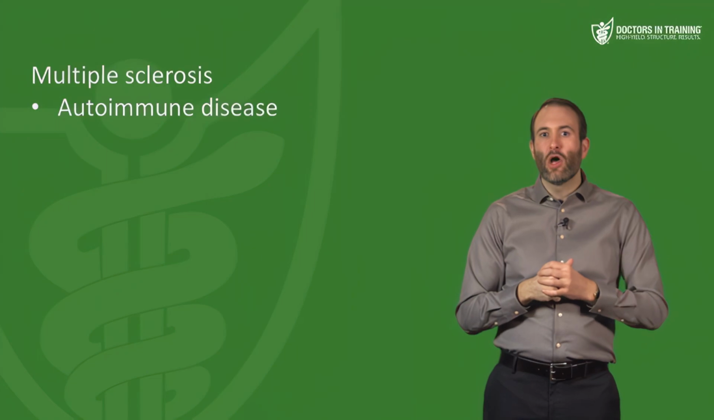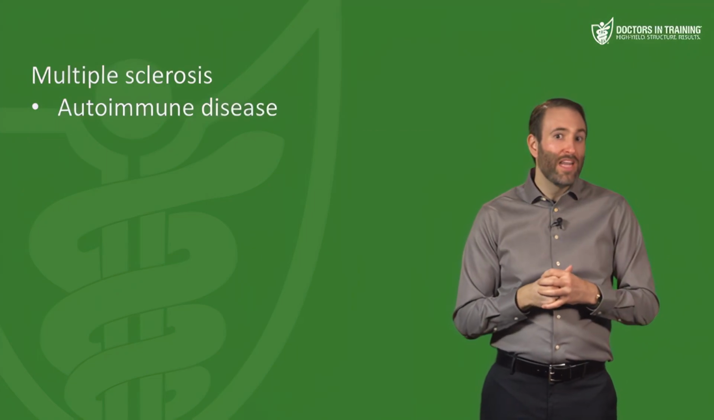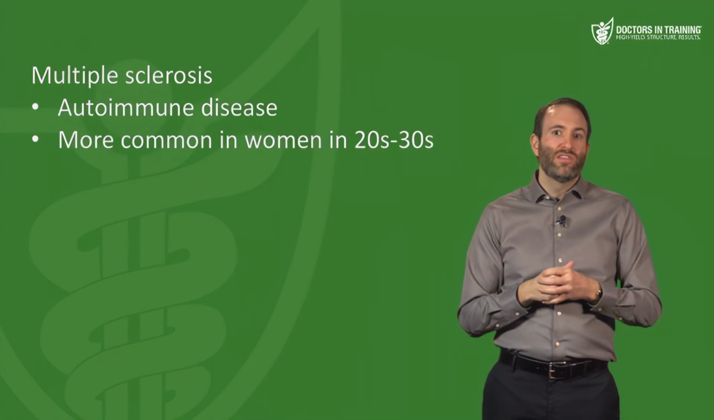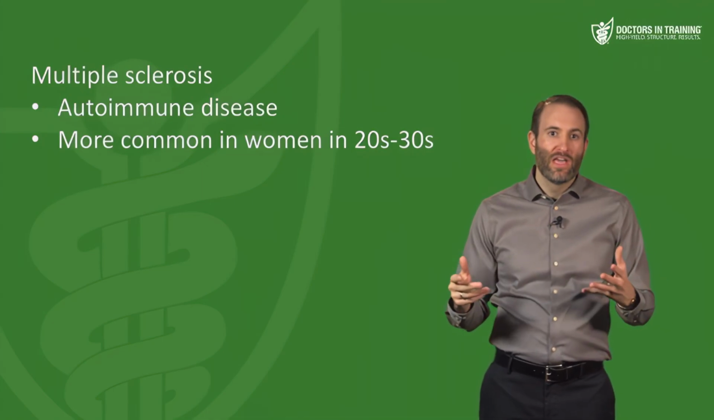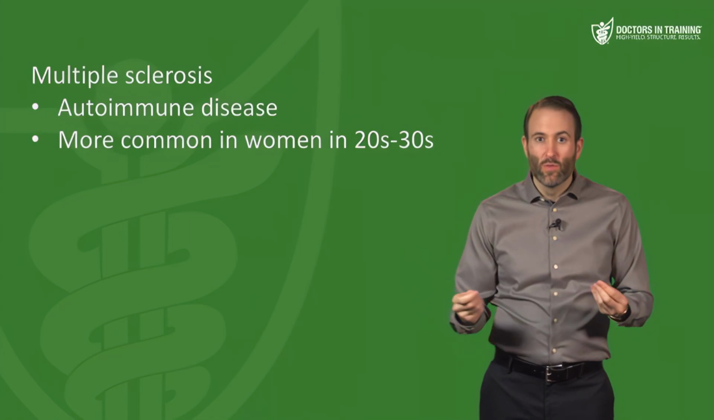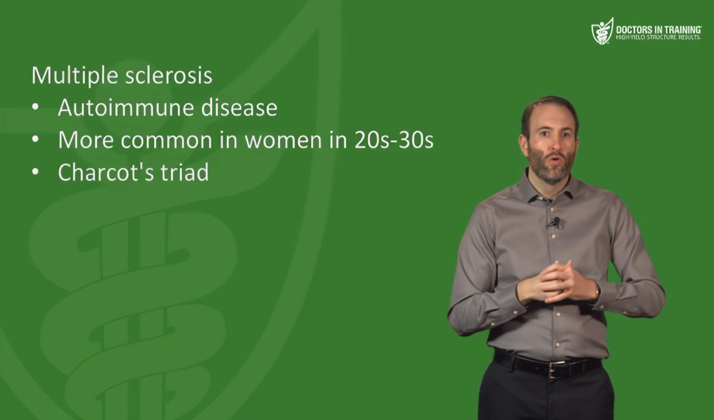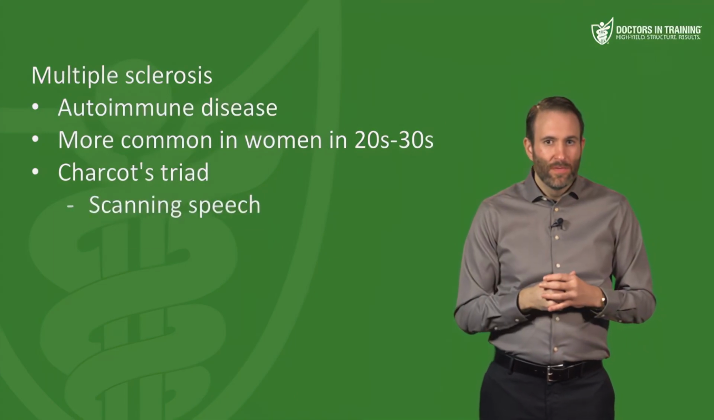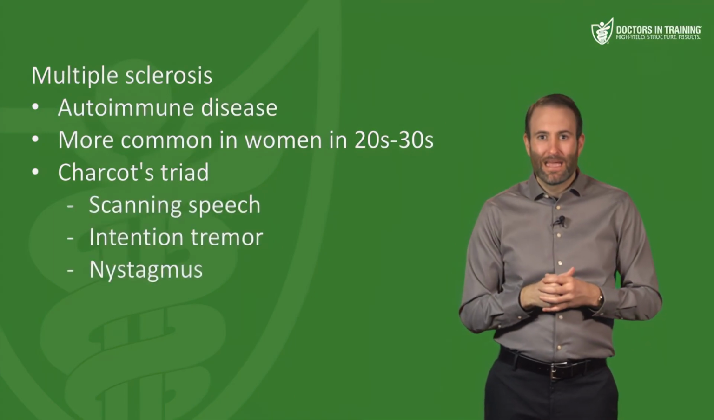Now, MS is an autoimmune disease that's more common in women, and especially women in their 20s and 30s, so pretty young. Because this disease can present anywhere in the white matter, it can present in any number of ways as well. So one common presentation is what we call Charcot neurological triad. That's where you have scanning speech, intention tremor, and nystagmus.